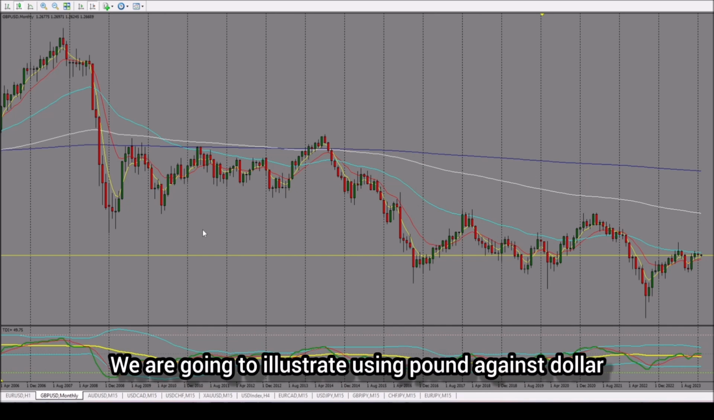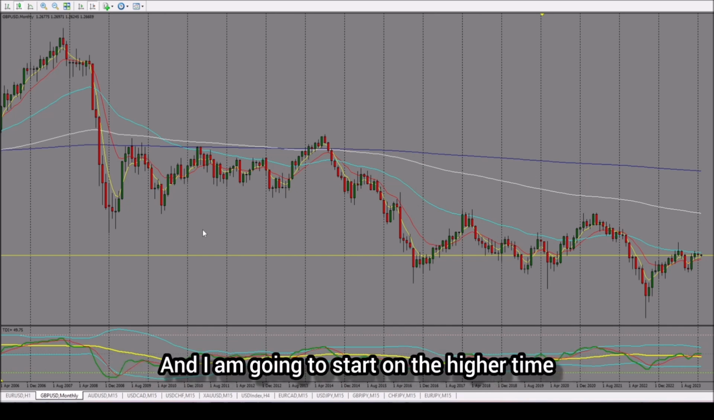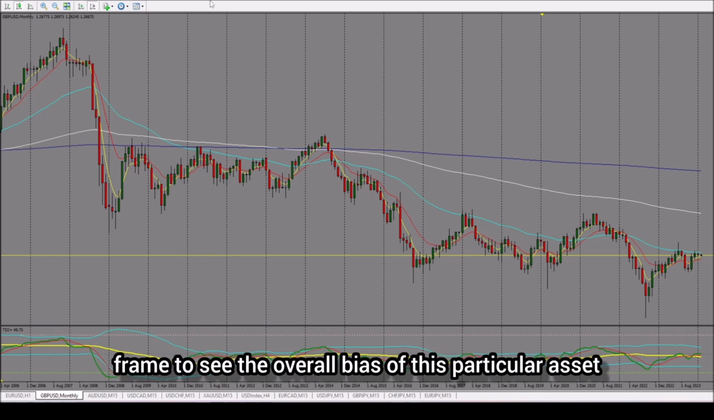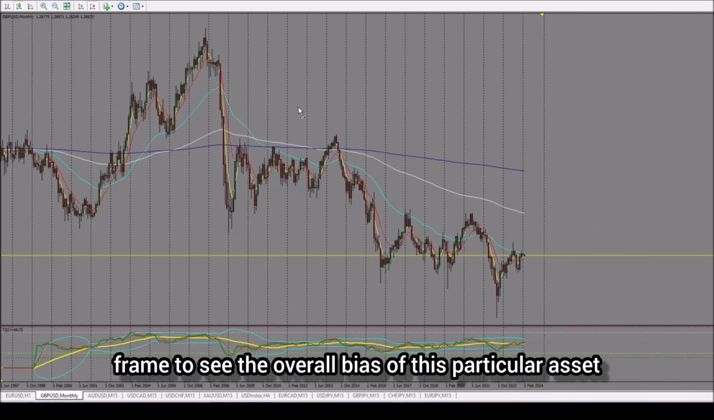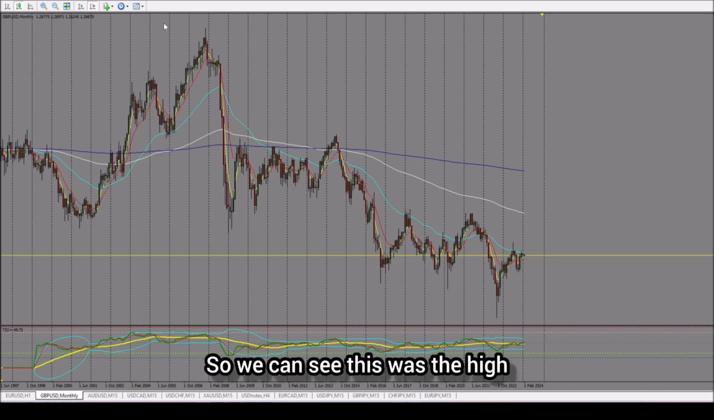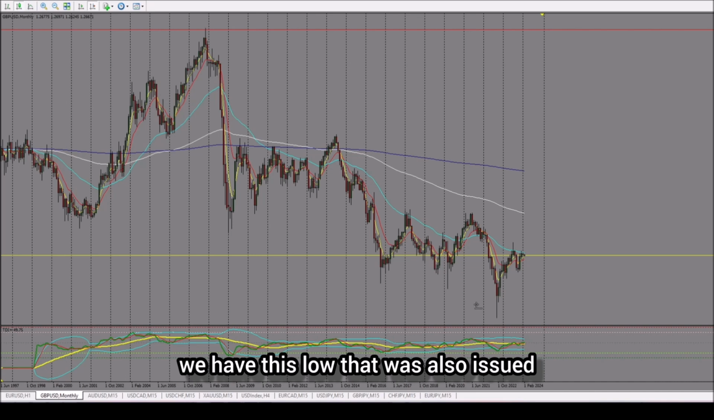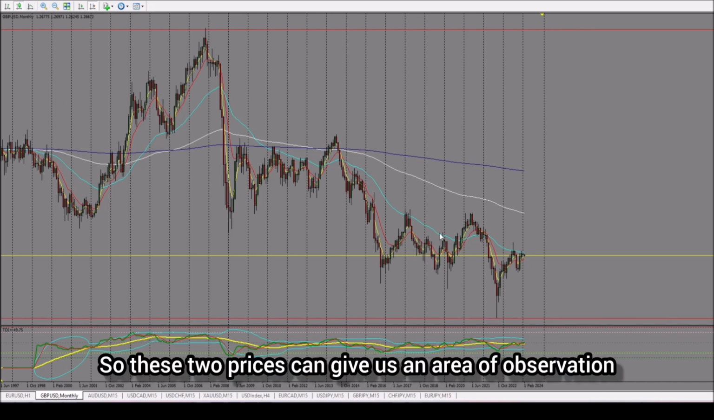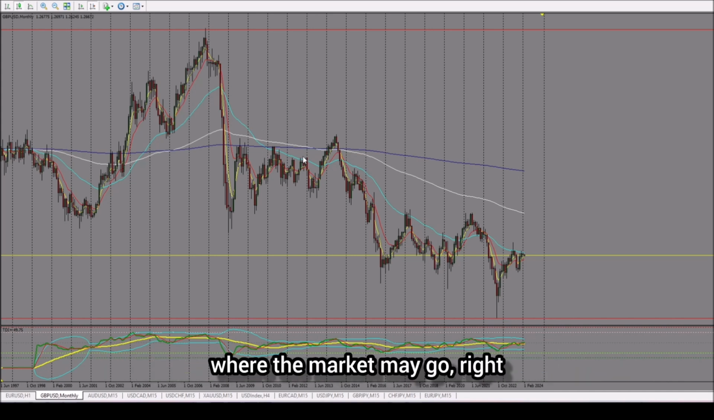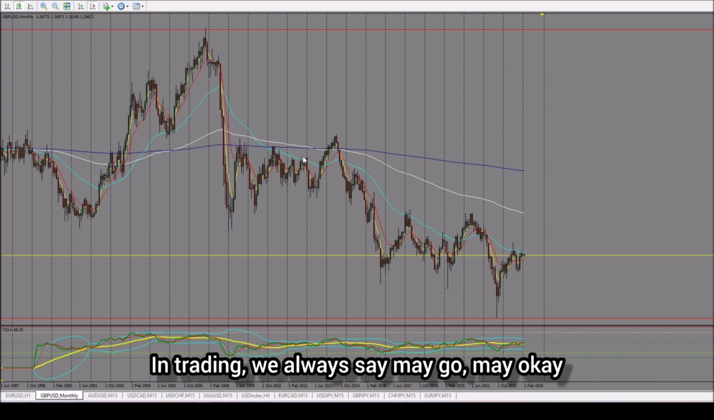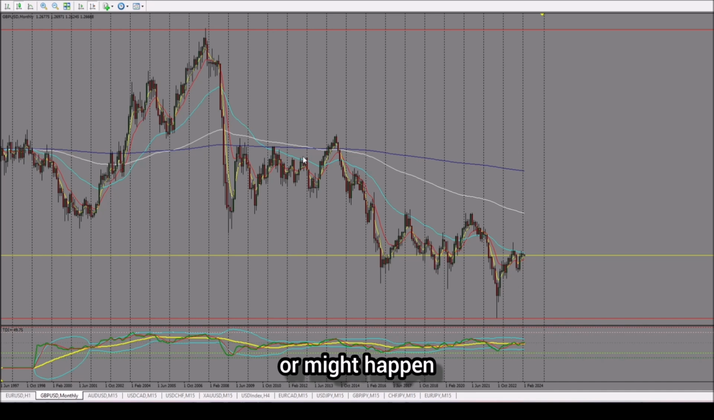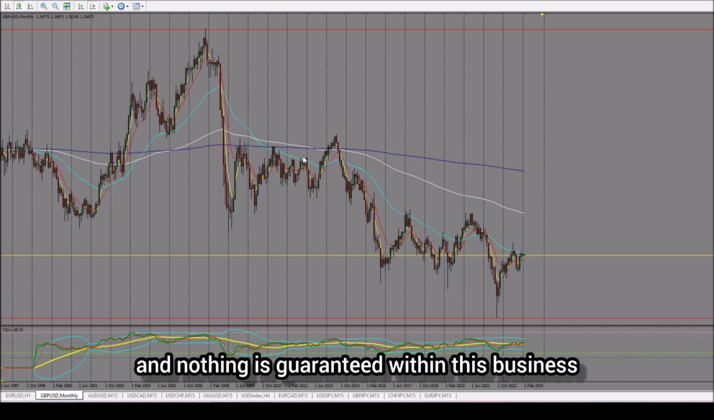We are going to illustrate using pound against the dollar, and I am going to start on the higher time frame to see the overall bias of this particular asset. So we can see this was the high that was issued, and from that high we have this low that was also issued. So these two prices can give us an area of observation where the market may go, right? In trading, we always say may go, may occur, or might happen. Why? Because nothing is certain and nothing is guaranteed within this business.